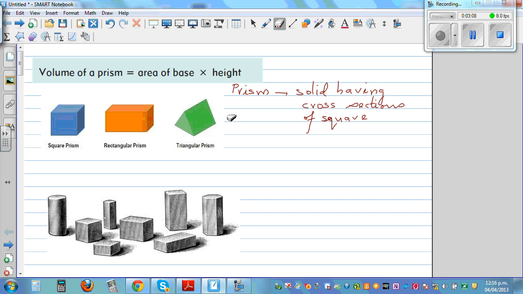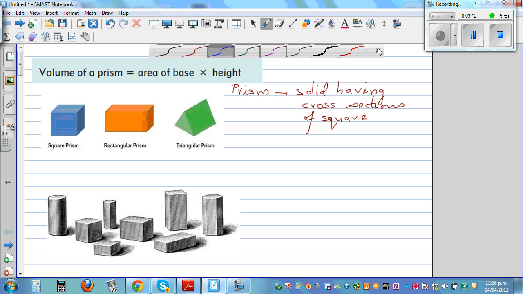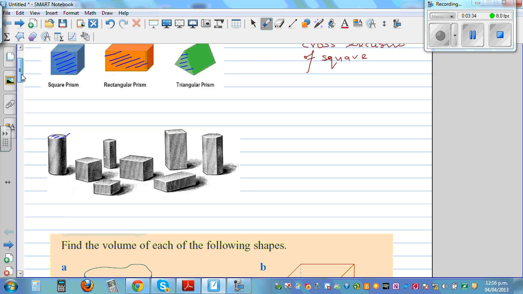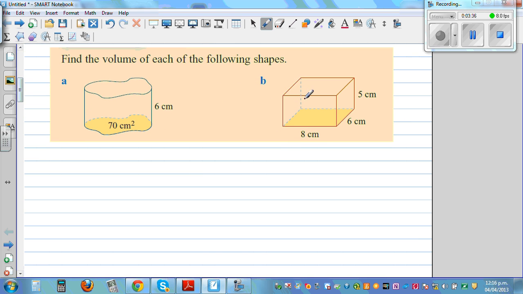Now what's the formula for prism? What's the volume of a prism? This is a simple formula. It is the area of the base, which is the cross section. You can also call it the area of the cross section, times height. So in this case, this is the base or the cross section, and this triangle is the base here, and this is the cross section here. So let's do some examples to find the volume of each of these shapes.